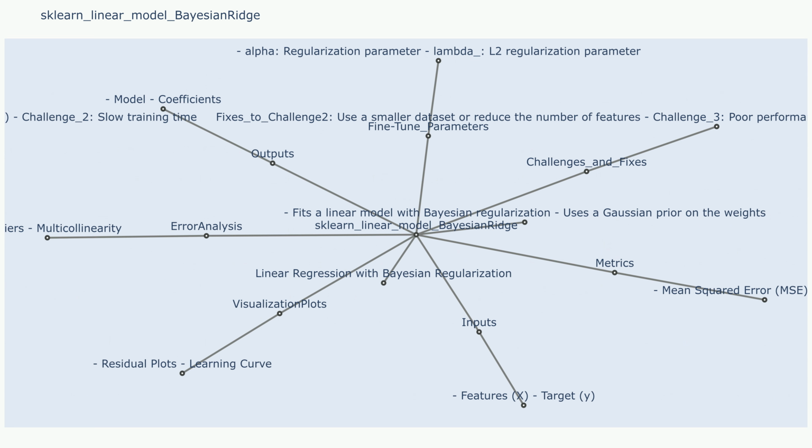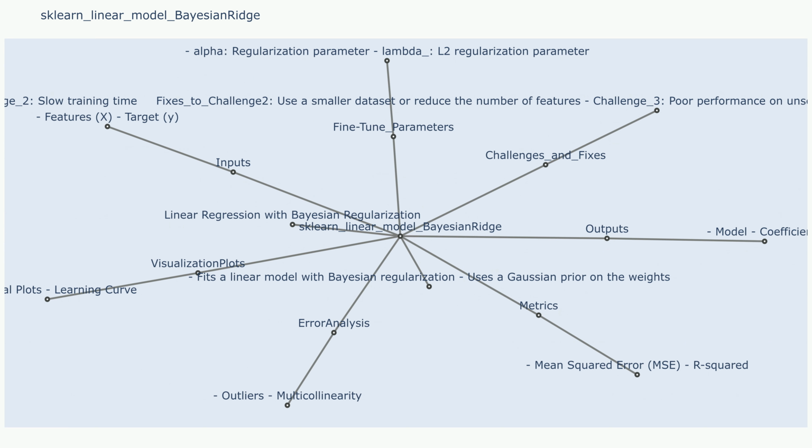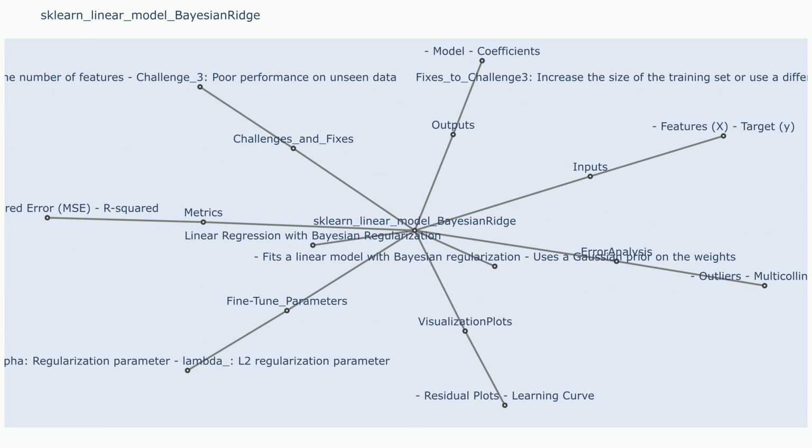Challenge 2. High dimensionality. When the number of features is large compared to the number of data points, the model might struggle to learn the relationships effectively. Sample use case that resulted in Challenge 2. A dataset with a large number of features but a limited number of data points can pose a challenge for the model. Fixes to Challenge 2. Use feature selection techniques to identify and remove irrelevant features. Consider alternative models like sparse Bayesian models that are more suitable for high-dimensional datasets.